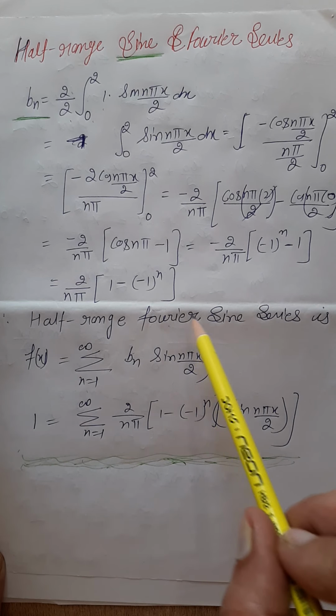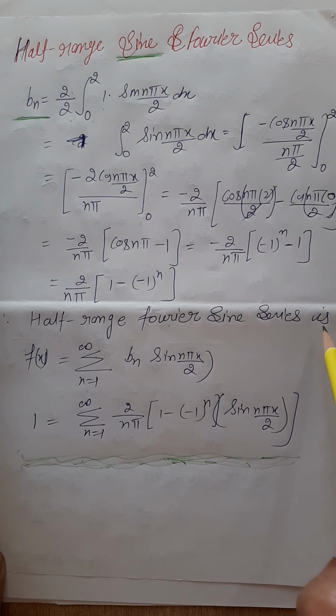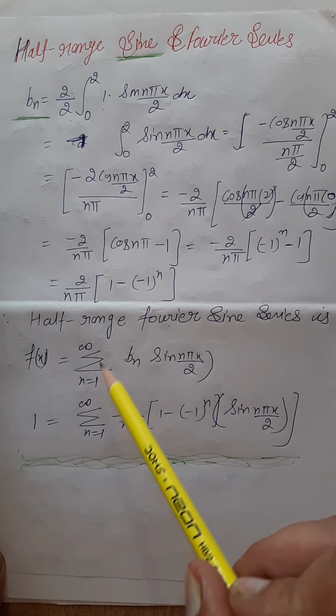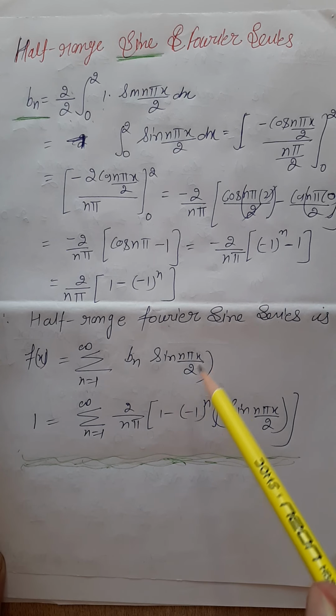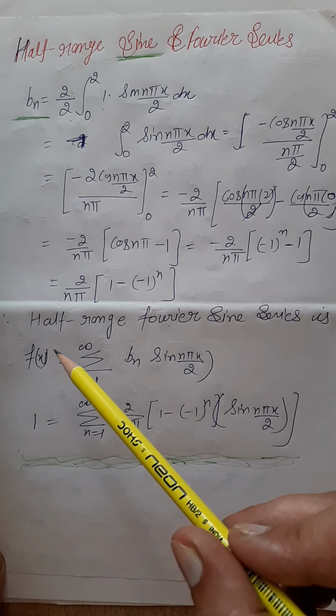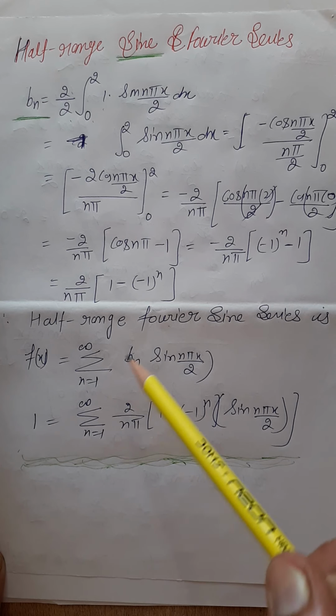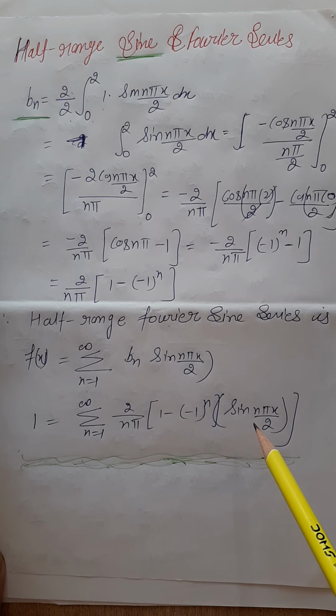Now the half range Fourier sine series is fx is equal to summation bn sin n pi x upon 2. You put the value of the function and the value of bn. So this is your half range sine Fourier series. Thank you so much.